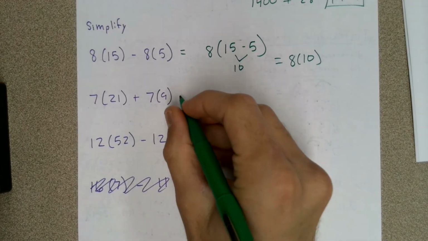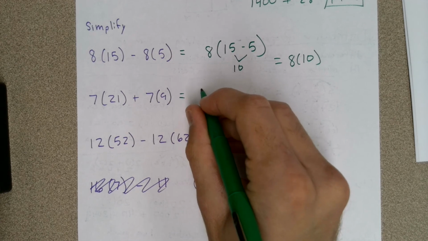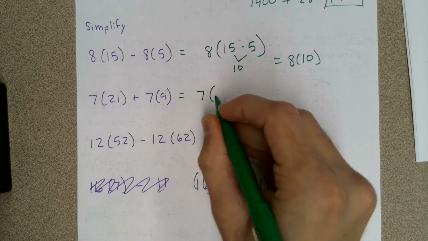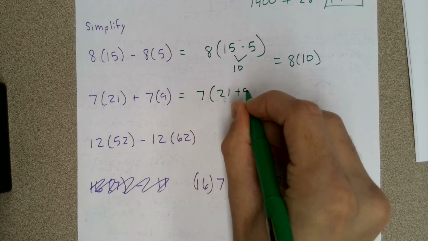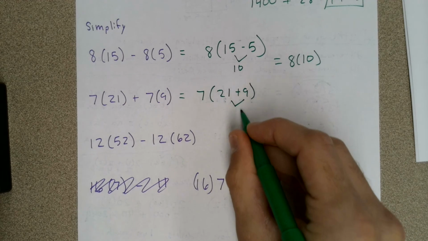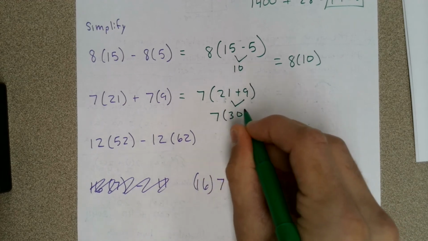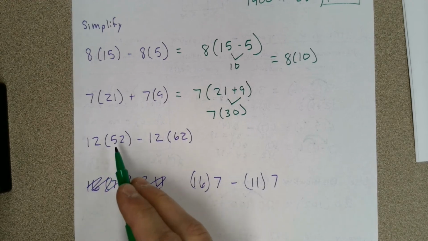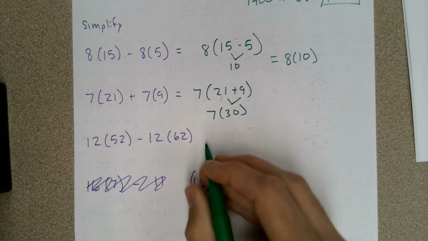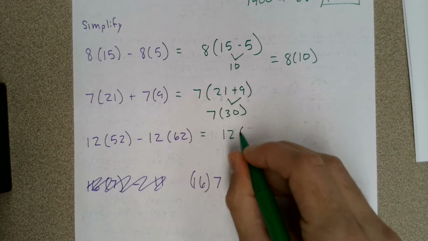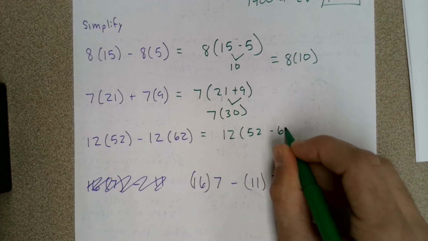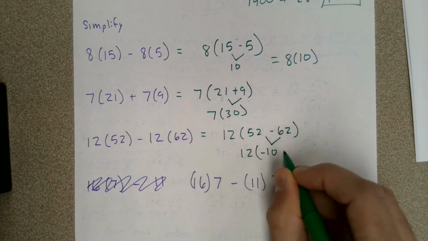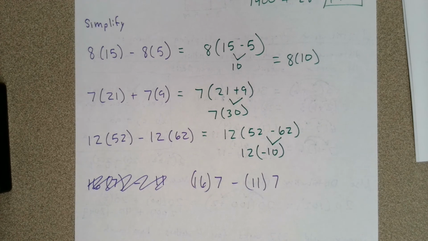Take a look at our next one here. Simplifying this. I see 7 times 21 plus 7 times 9. I can rewrite that as 7 times 21 plus 9. Add those up. 7 times 30. Let's look at our next one. I got 12 times 52 minus 12 times 62. Rewrite that as 12 times 52 minus 62. That's going to leave us with negative 10. 12 times negative 10. Another awesome rewrite.